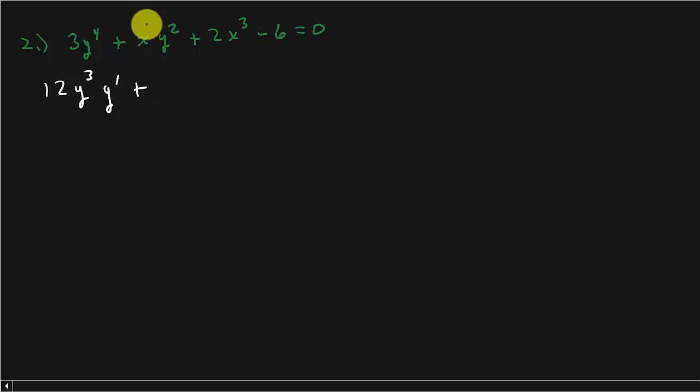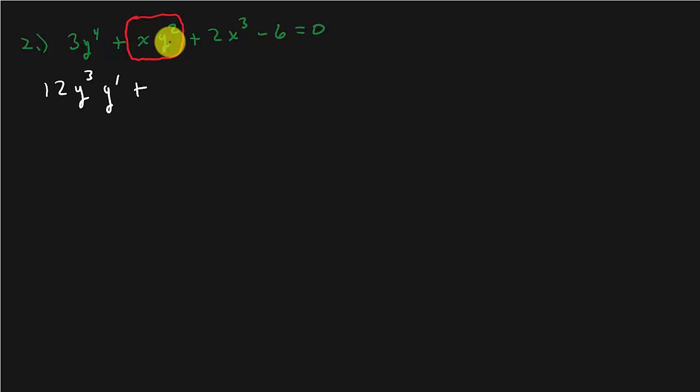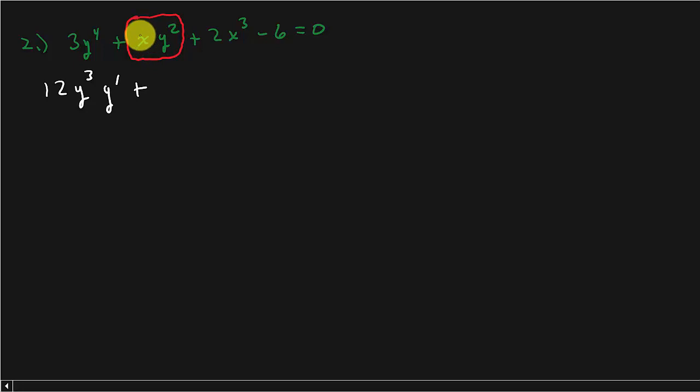Now, look at this term right here. We've got x times y squared. That's the product rule. Okay? So we've got to do the product rule on that. The product rule is the derivative of the first function, derivative of x is 1, times the second function, y squared.